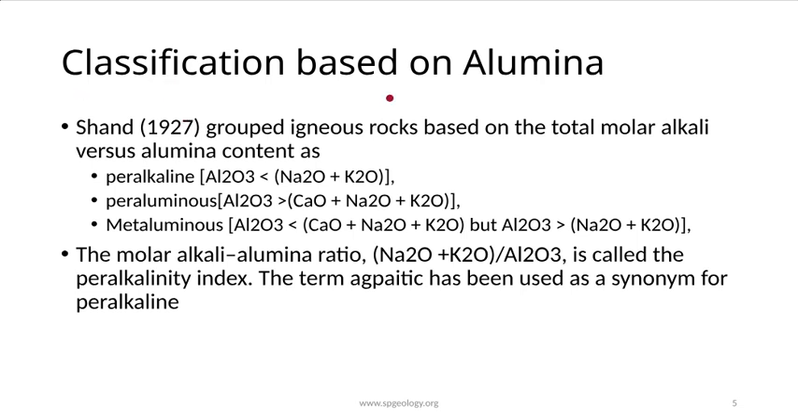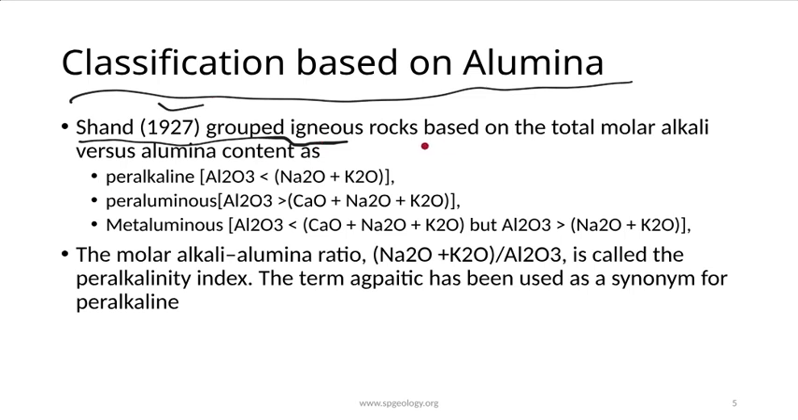So classification based on alkali and alumina content, that is the alkali lime index. The scientist Shand classified the igneous rock into three types: peralkaline, peraluminous, and metaluminous. For peralkaline, Al2O3 is less than Na2O plus K2O. That is for peralkaline.